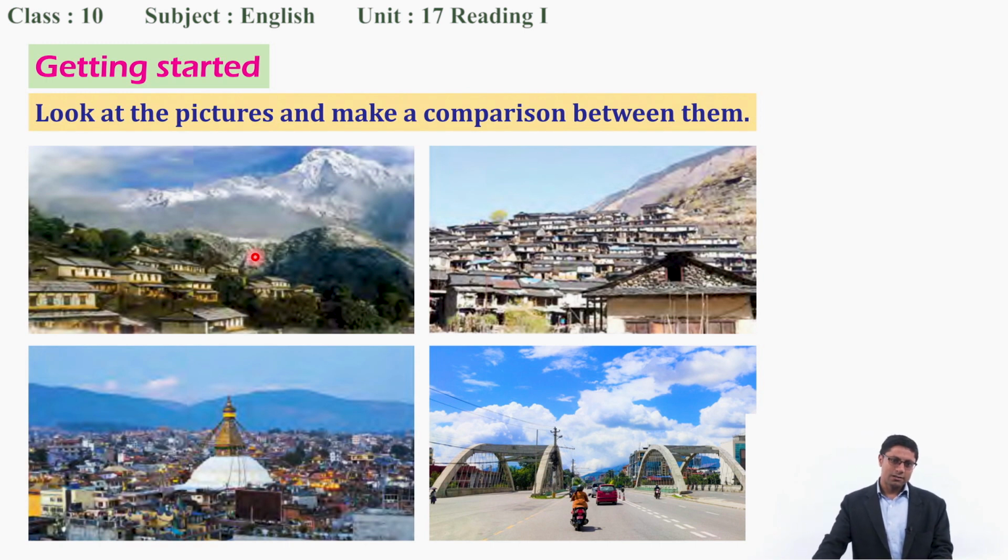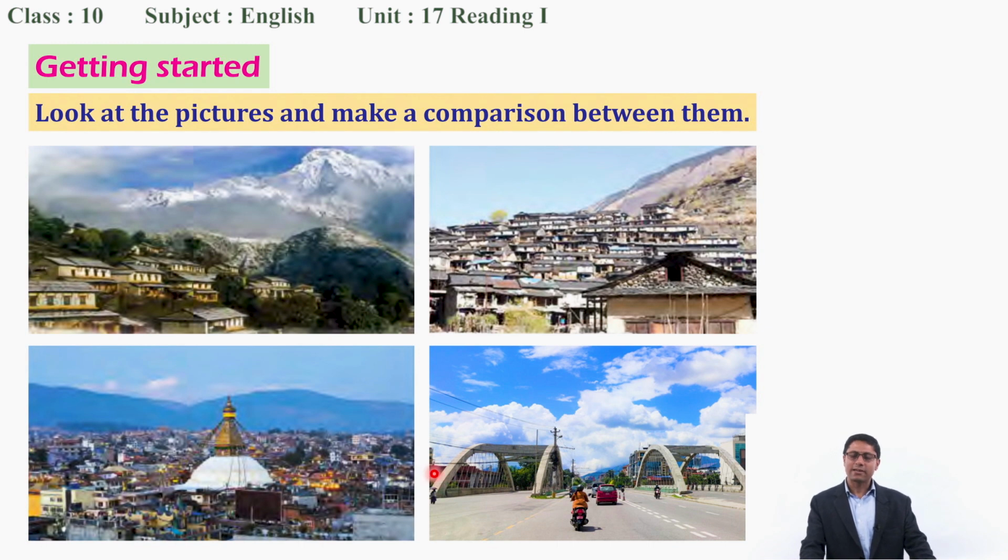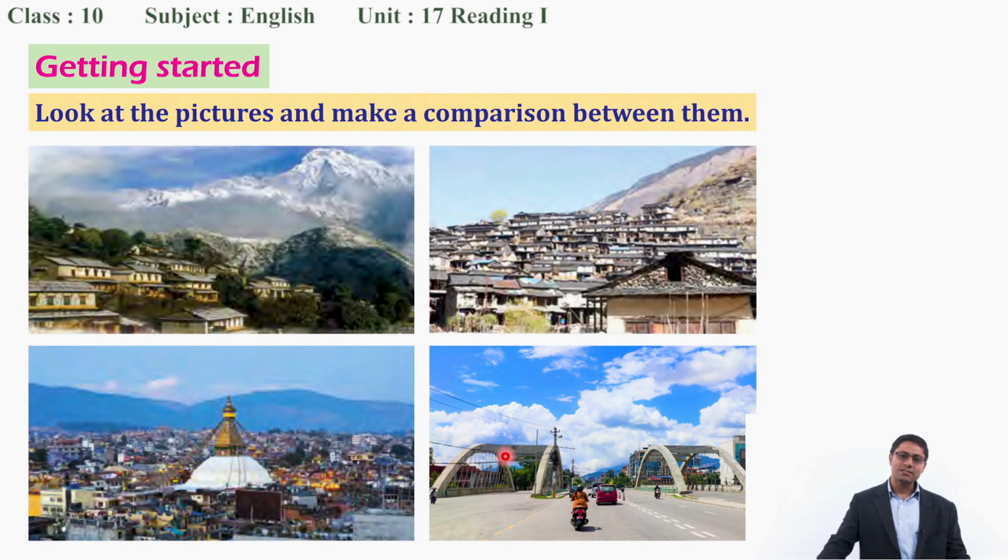So first, look at the first 2 pictures. They resemble the villages in Nepal. And look at these 2 pictures. Can you guess? What city do you see in these pictures? Okay, so you can clearly see Kathmandu. Okay, that's good. So can you make a comparison between these places then?